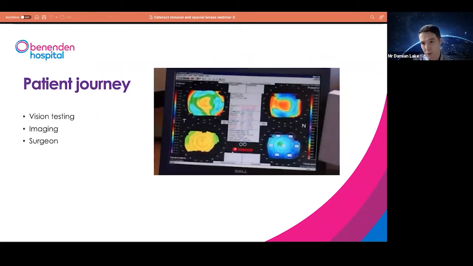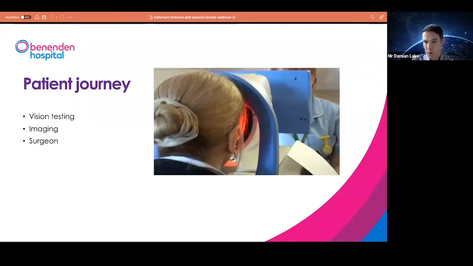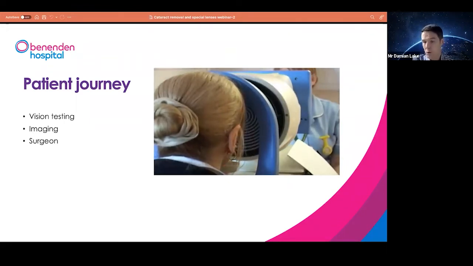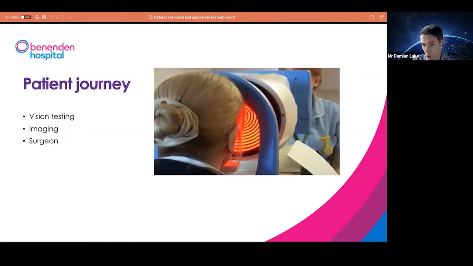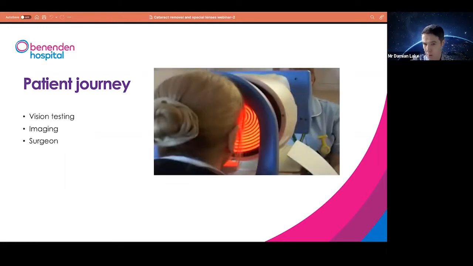So when the cornea is misshapen like this, so steep in one direction and flat in another, we call that astigmatism. Now, astigmatism is important because it degrades your vision, so your visual quality is not quite as good. And we can correct that during the cataract surgery and provide lenses which will give you an optimal outcome.